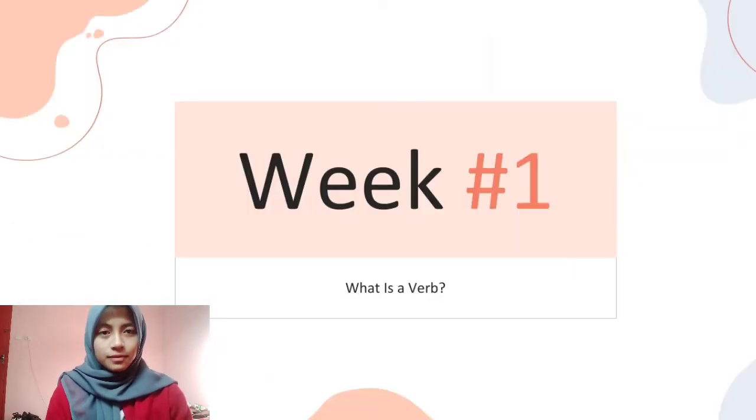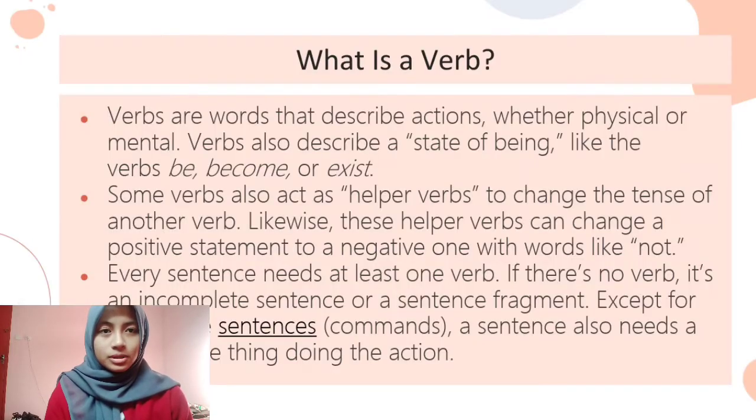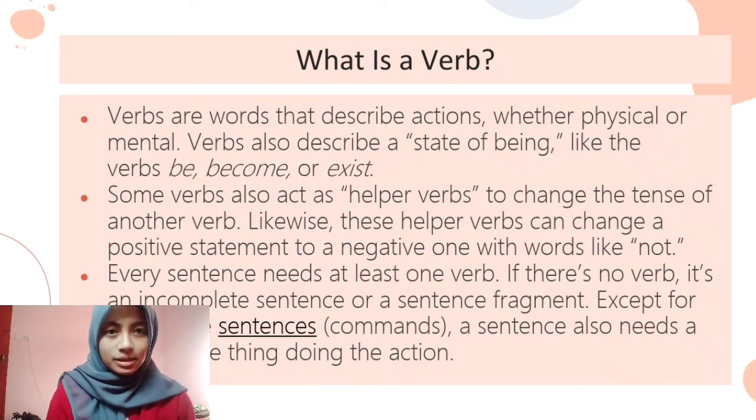First, what is a verb? Verbs are words that describe actions, whether physical or mental. Verbs also describe a state of being, like the verbs be, become, or exist. Some verbs also act as helper verbs to change the tenses of other verbs. Likewise, these helper verbs can change a positive statement to a negative one with words like not.